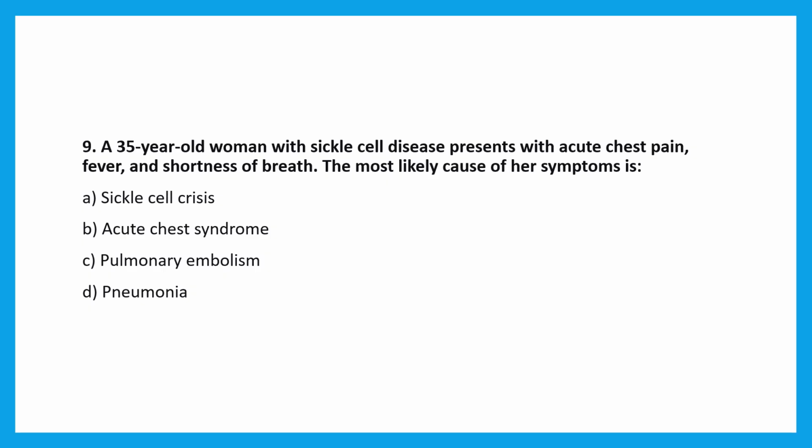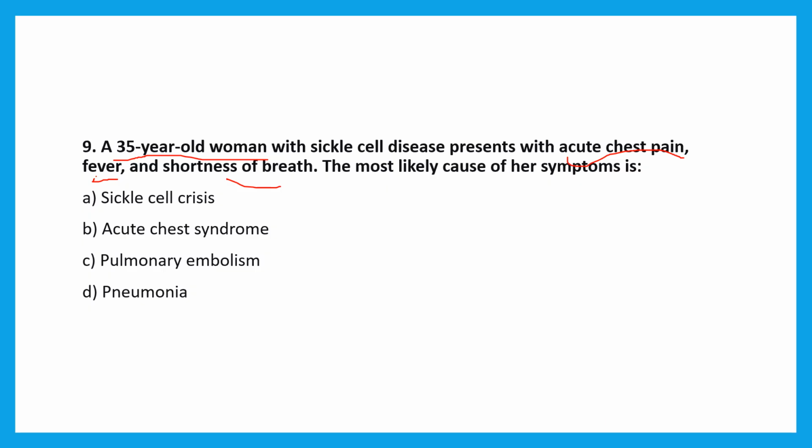B, acute chest syndrome. Okay, we're talking about a 35-year-old woman, and there are symptoms of acute chest pain, fever, and shortness of breath. We're talking about the mechanism of why these symptoms appeared: shortness of breath and acute chest pain in a 35-year-old woman.